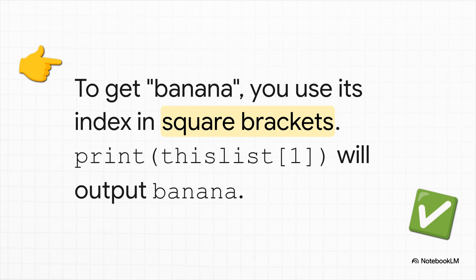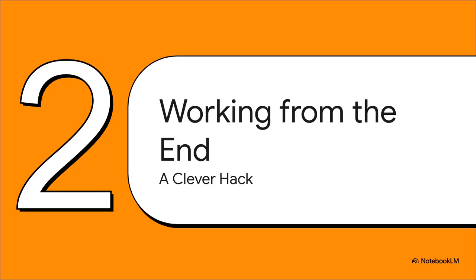So if we want to get banana, we just ask Python for the item at index 1. We use these square brackets, we pop the number 1 inside, and boom, out comes banana. It's that simple and precise. But hang on a second. What if you need the last item in a super long list? You're not going to count all the way from the beginning, right? Of course not. Luckily, Python has this really clever hack for just this situation: negative indexing.